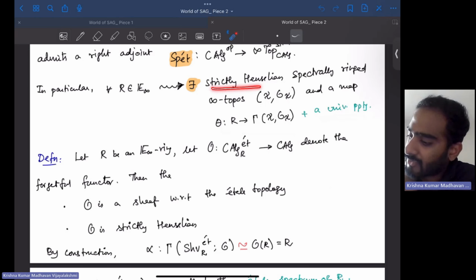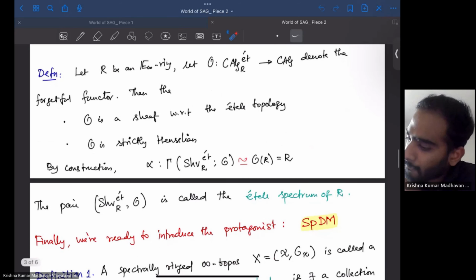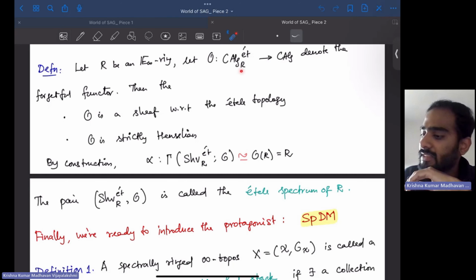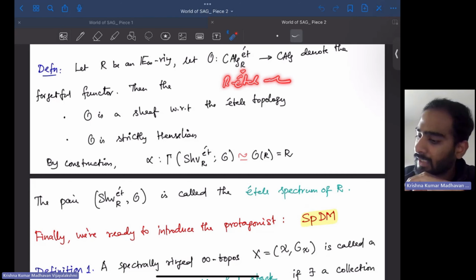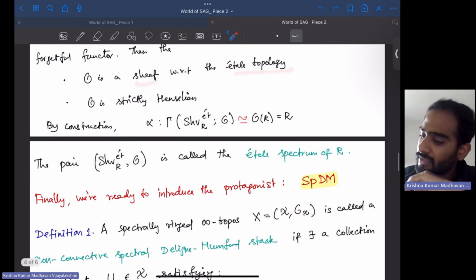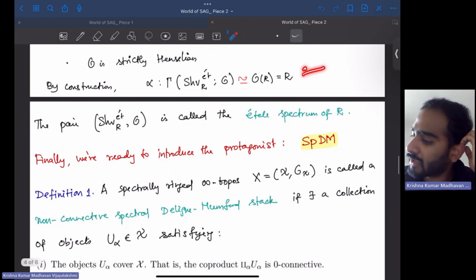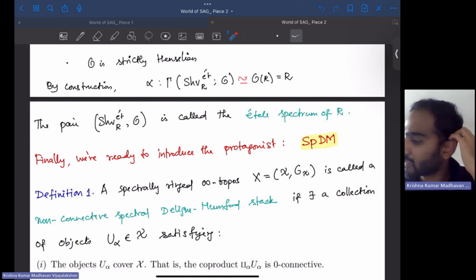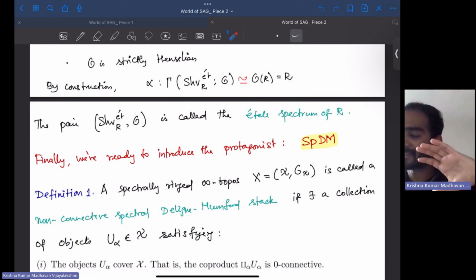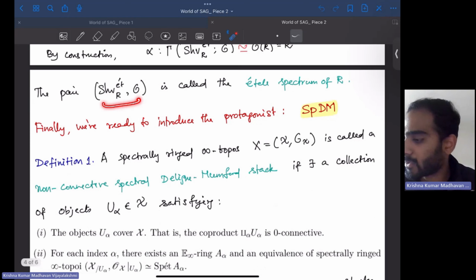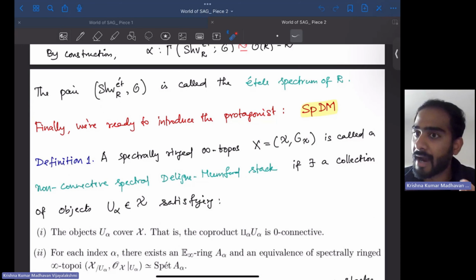Having a strictly Henselian thing is very important, as we have seen in the DM stack world. If you have an infinity ring and a structure sheaf, attached to this we have seen there's a forgetful functor which forgets the étale algebra structure. And we have seen it's a sheaf with spectral topology, and in particular it's also strictly Henselian, which is the desired property that we need. So it retrieves back the ring that we started with. This acts as an affine kind of SpDM in this setting. This pair is what we call the étale spectrum of a given ring R, where R is an infinity ring.